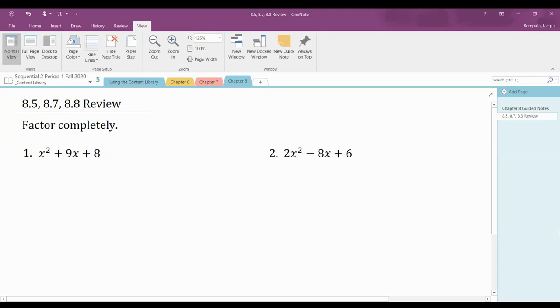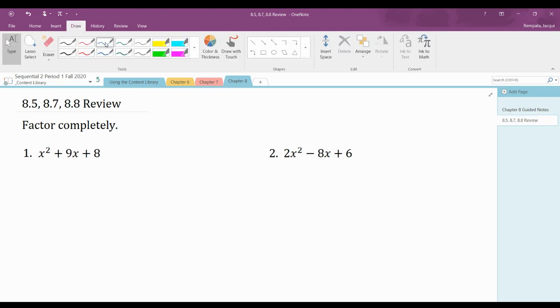Let's review all the sections that we've covered so far with factoring. So the directions ask us to factor completely. Remember, when we are asked to factor completely, first and foremost, it is crucial that we always look for a GCF. No matter what, always look for a GCF first. Okay, that's crucial. So in problem number 1, it says x squared plus 9x plus 8.